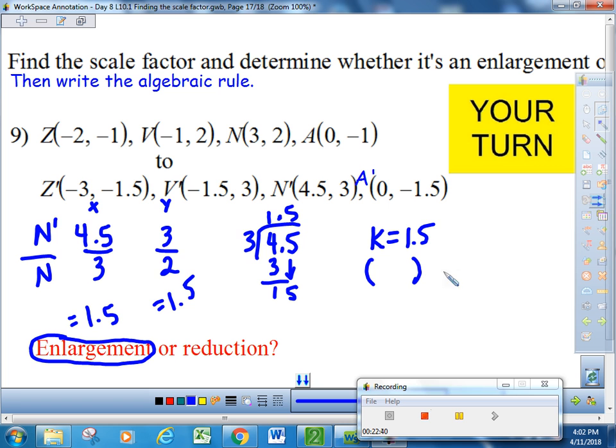Your algebraic representation, xy becomes 1.5x, 1.5y. And that's it. That's your lesson.